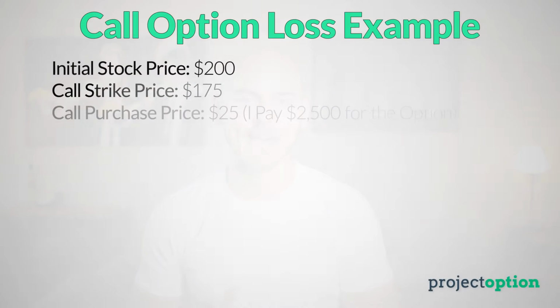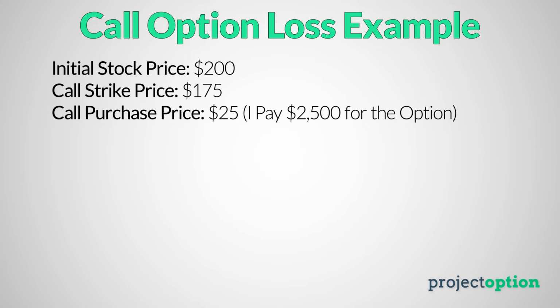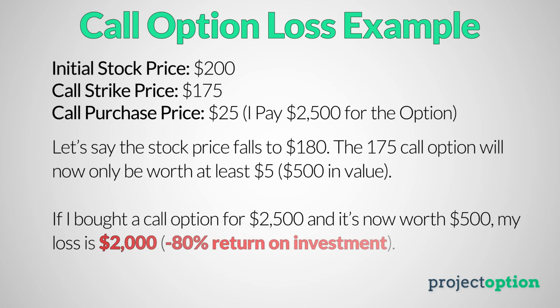To demonstrate what I mean by this, let's say I own a call option on Apple with a strike price of $175, and Apple is at $200 per share. Based on this, we know that this $175 call option has to be worth at least $25 or $2,500 when we account for the option contract multiplier, and that's because the share price is $25 above that call option strike price of $175.